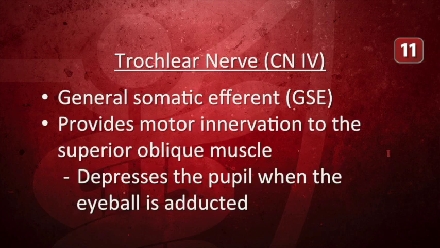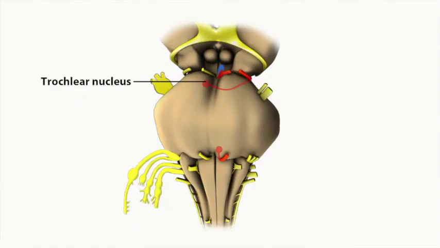Cranial nerve number 4, the trochlear nerve. The only modality of the trochlear nerve is general somatic efferent. It provides motor innervation to the superior oblique muscle, which depresses the pupil when the eyeball is adducted. Its cell bodies are in the trochlear nucleus in the caudal part of the midbrain.